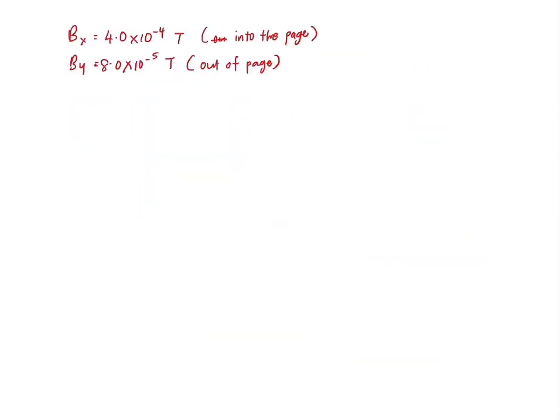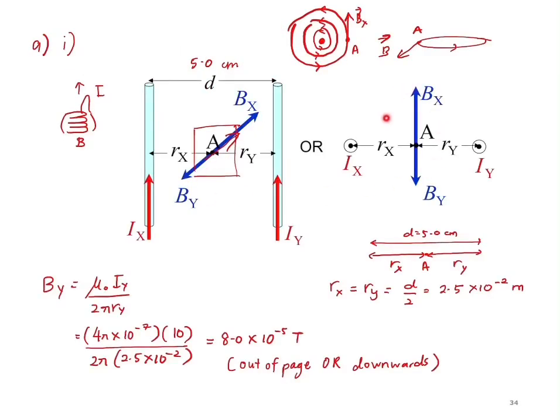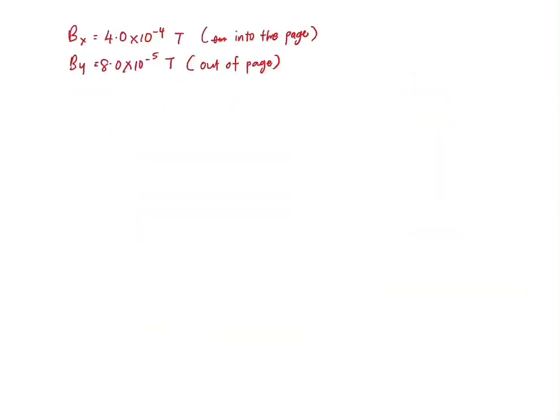Okay, we have Bx and By, so what do we do now? Actually, we want to find the resultant magnetic flux density B at point A. If we refer back to this diagram, we can see that we have both Bx and By. So what do we do here? We find the sum of Bx and By.